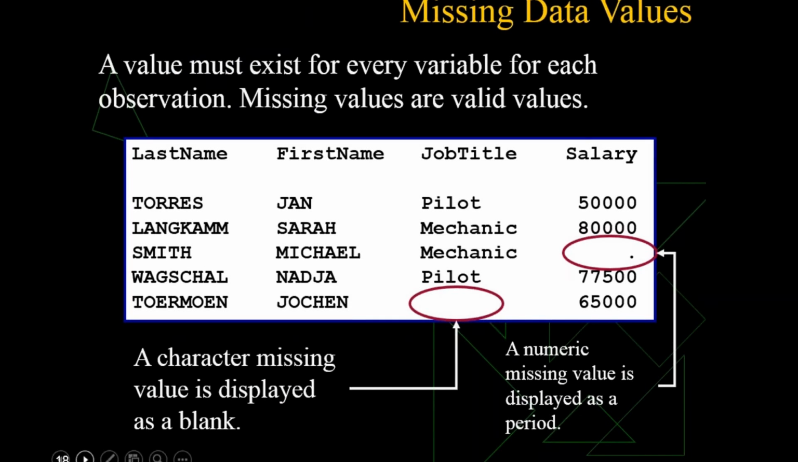Now missing value. If your character type value is missing, it will come as a blank. But if your numerical type value is missing, it will come as a dot or the period sign.